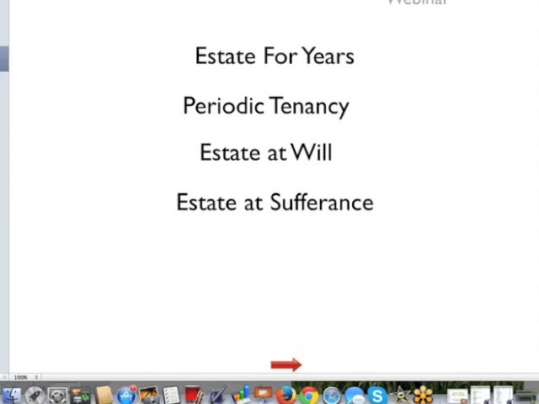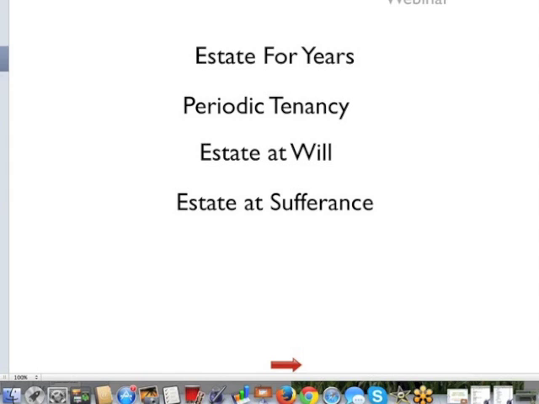Help me with the other three. What do you guys think about the other three? I would think that the periodic tenancy is someone who is there just part of the year or during a certain time of the year. No. That was a good thought because you're thinking the word period, but that's more like an estate for years. So I'm thinking periodic.